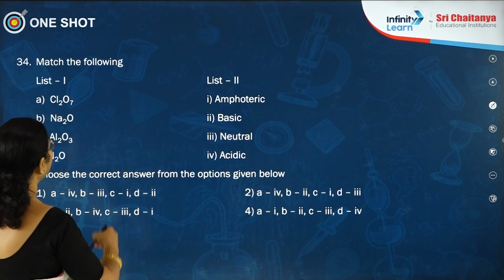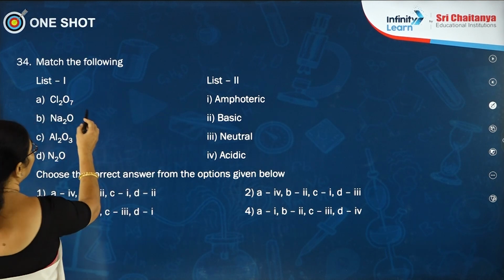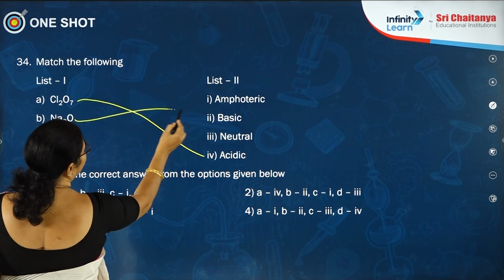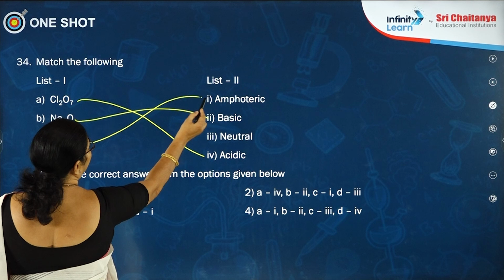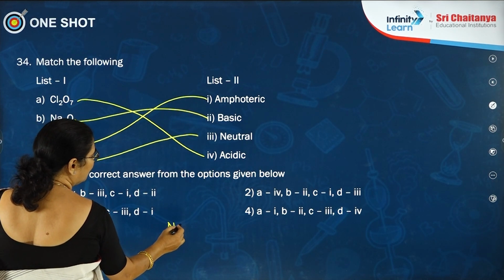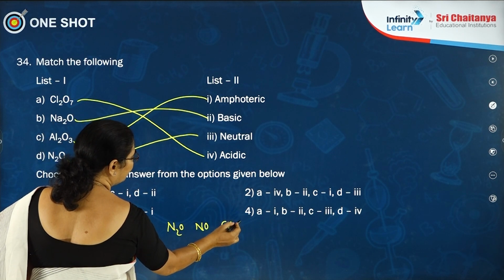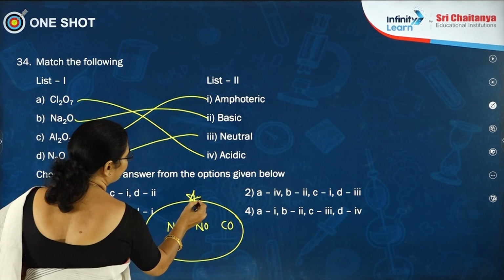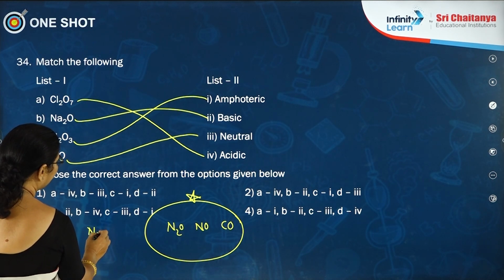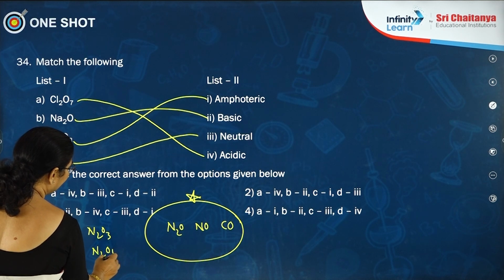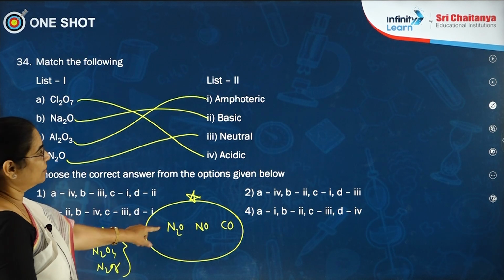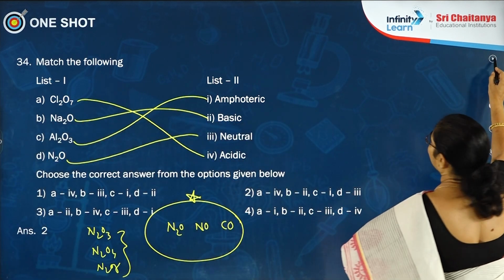Now, match the list, this model question is expected, very important. Non-metal, most non-metallic, acidic; metal oxide, basic; Al2O3, amphoteric; neutral oxides are N2O, NO, CO, all of you remember. These 3 are the neutral oxides, N2O, NO, CO. Rest all oxides of nitrogen, N2O3, N2O4, N2O5, are expected to be acidic in nature. Remember this list of neutral oxides.